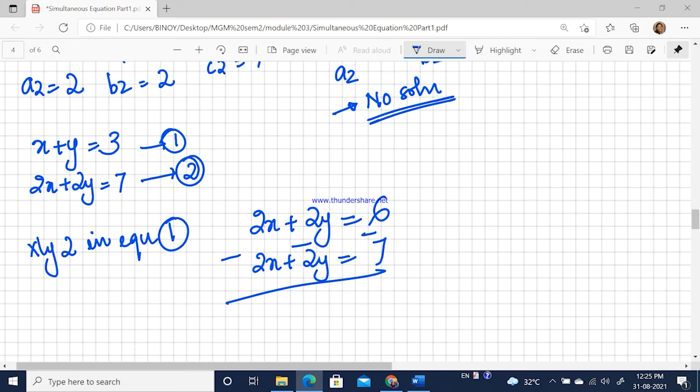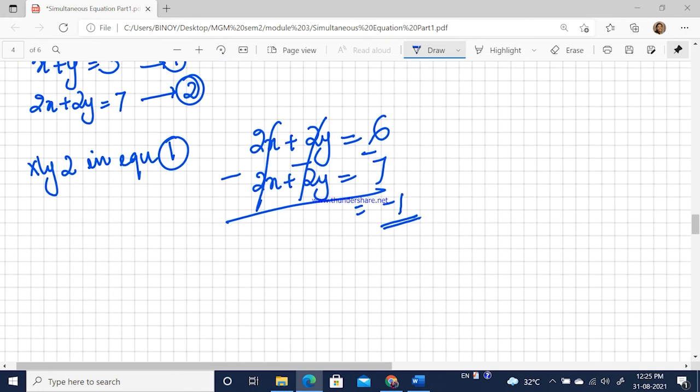Subtracting equation 1 from 2, we cancelled x and y. So we got the answer as -1. From this it clearly states that it has got no solution.